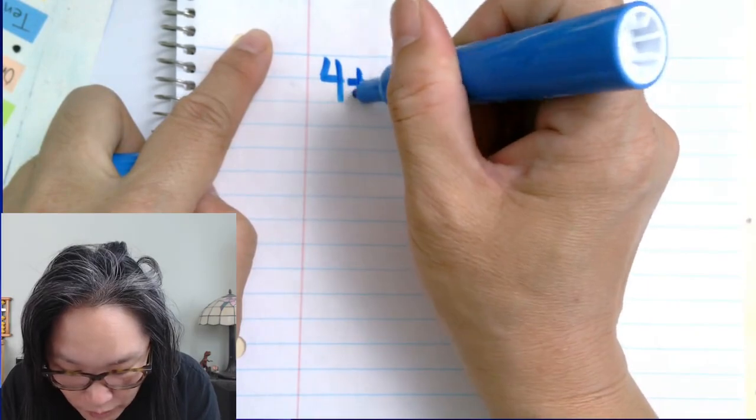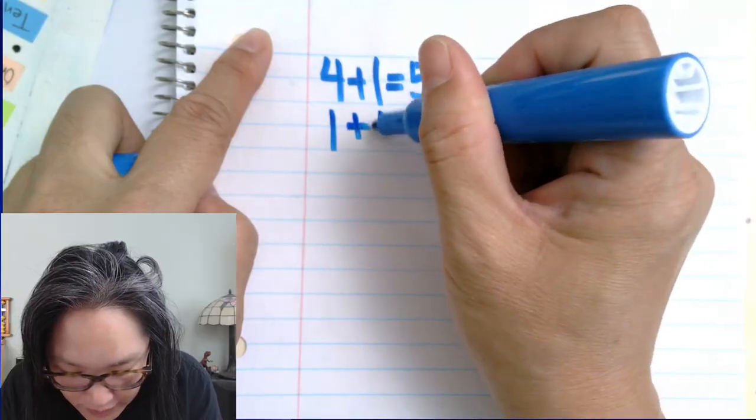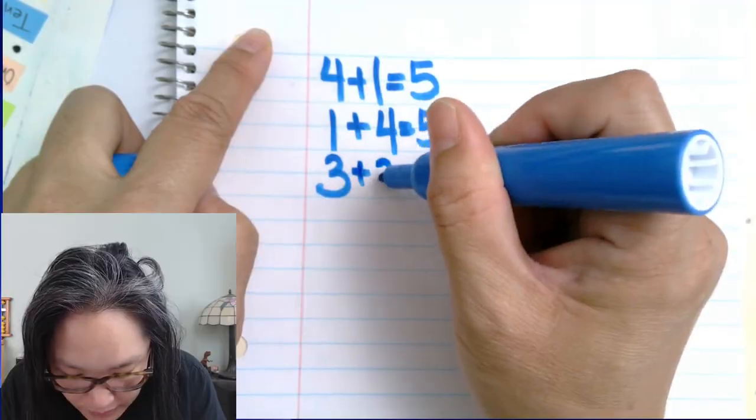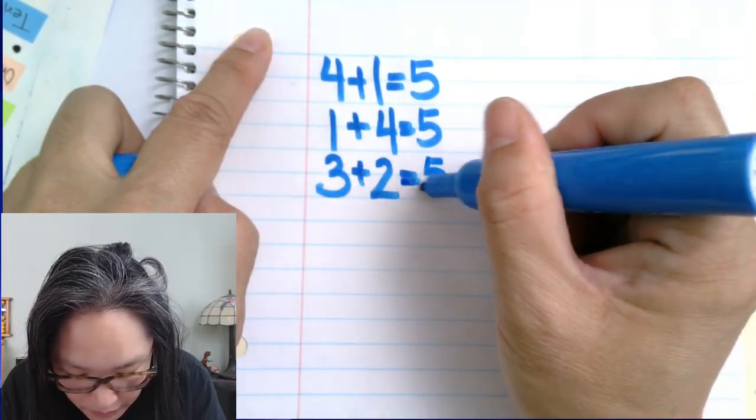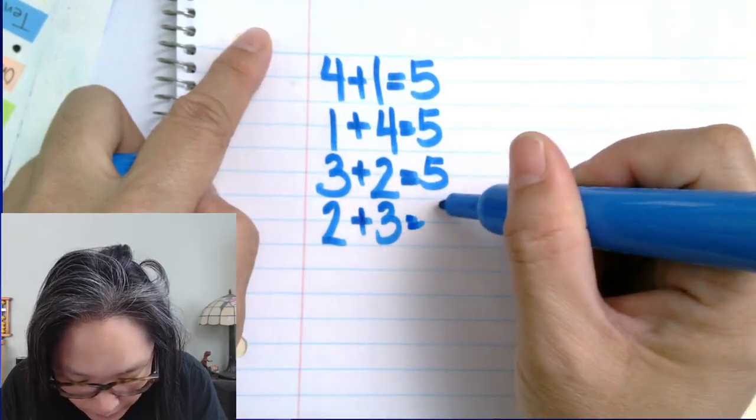So we're going back to the 4. We do 4 plus 1 is equal to 5, right? And then the inverse is 1 plus 4 is equal to 5. And then there's the other pair, which is 2 plus 3 is equal to 5. And then 3 plus 2, I said it again, but you know what I mean, right?